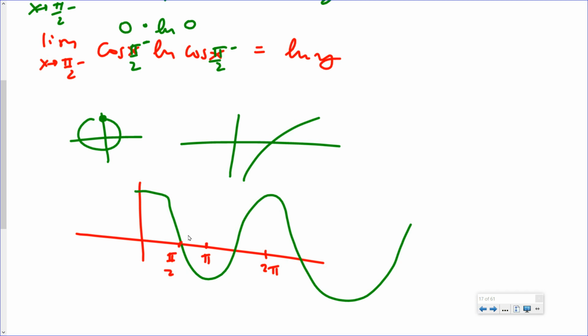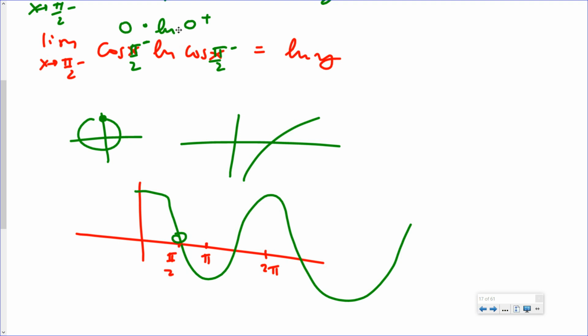Let's think about this. I'm coming from the left of pi over 2, right? So if I'm coming from the left of pi over 2, are my y values positive or negative? You see they're positive? And that's why this is technically 0 positive. It's hard to figure that out on your own. If you think about it for a while, you'll see that this y value is always going to be positive. Like, it'll be up here. It'll be a positive 0.